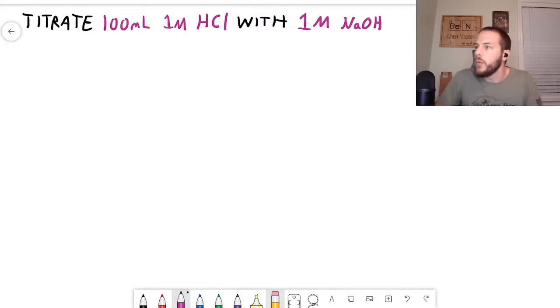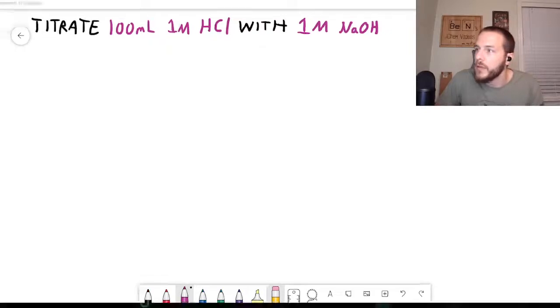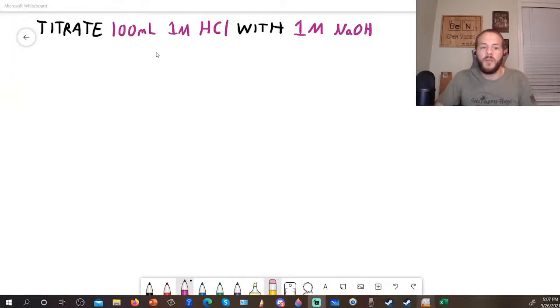So basically what we're going to be doing is titrating a 100 milliliter sample of 1 molar hydrochloric acid. Yeah, we're going to be titrating a 100 milliliter 1 molar HCl solution with 1 molar sodium hydroxide, right? So HCl, of course, hydrochloric acid, that's a strong acid. Sodium hydroxide, that is a strong base.